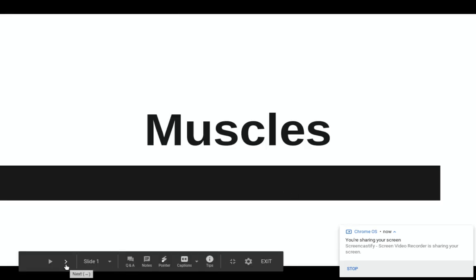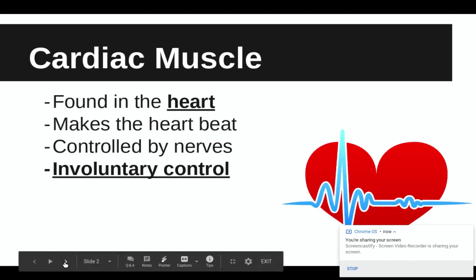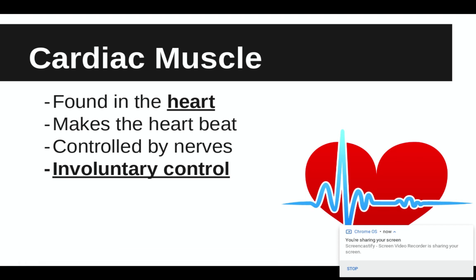Okay, here are your notes on muscles and it goes along with assignment 9.4. And so, first off, there's different types of muscles. There's cardiac muscles. Okay, cardiac meaning like heart. And so, those are the muscles found in the heart, makes the heart beat.